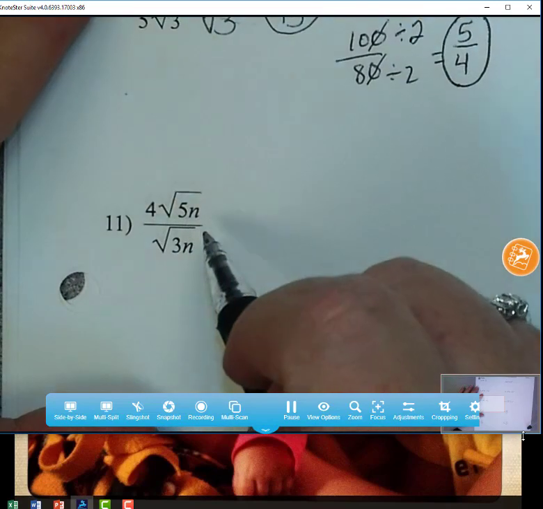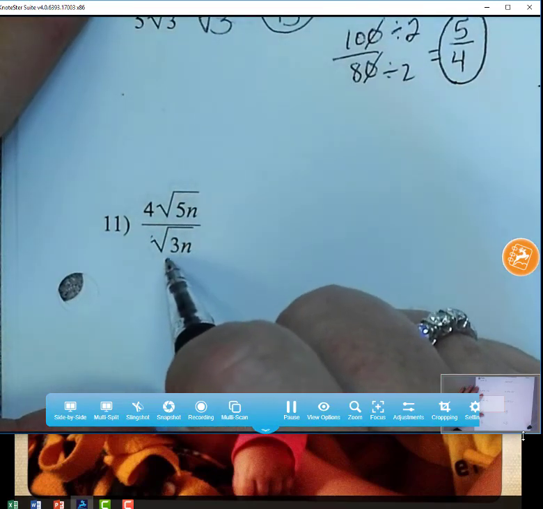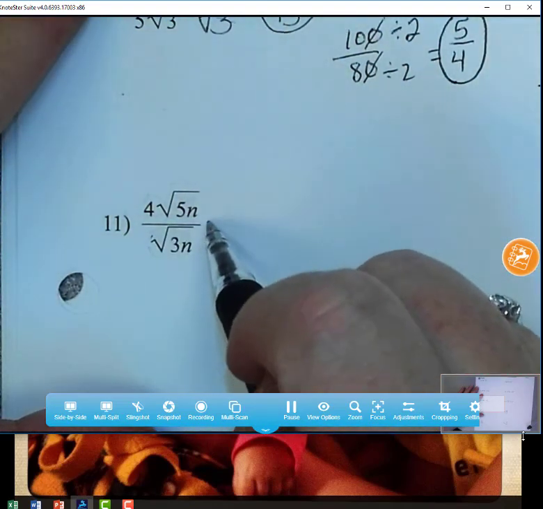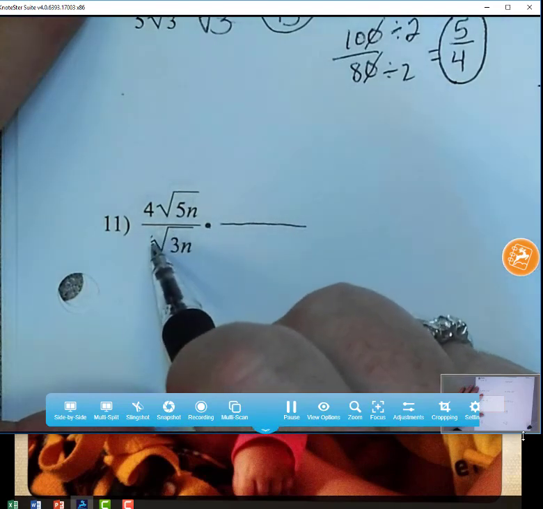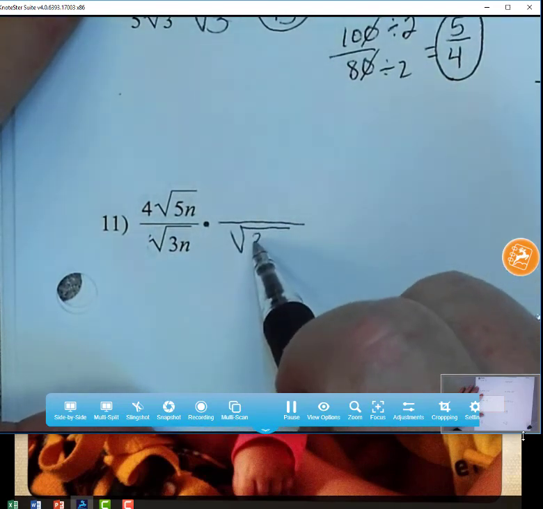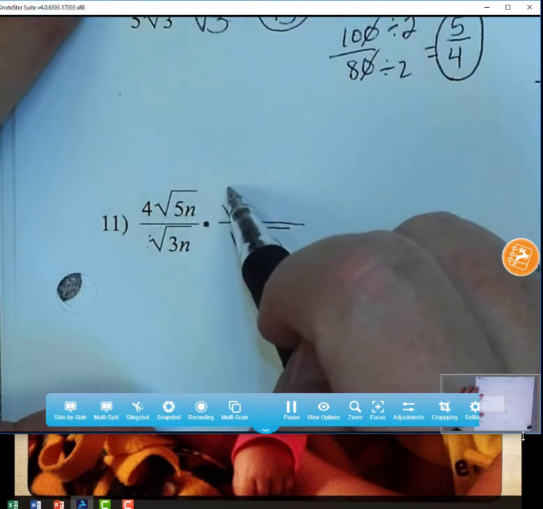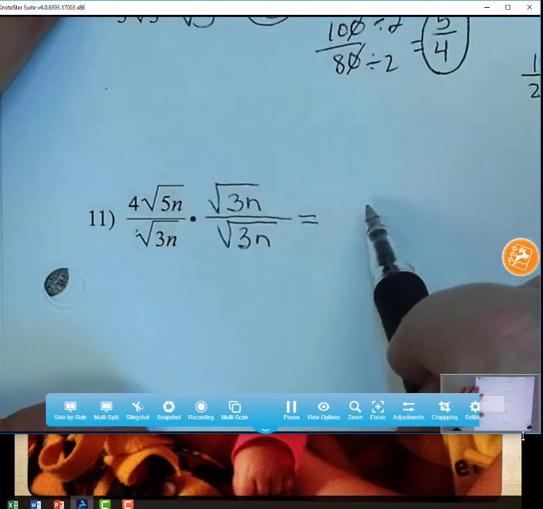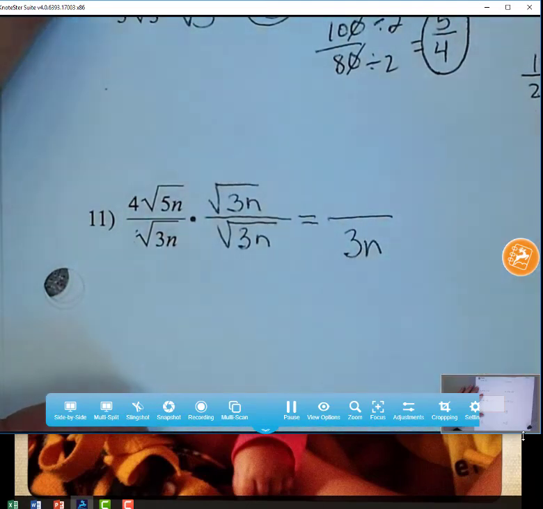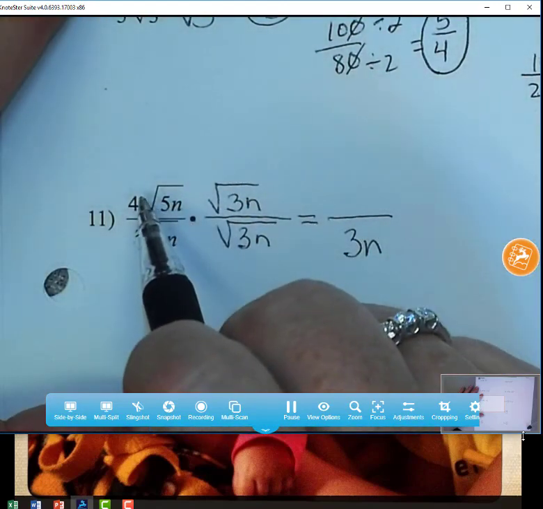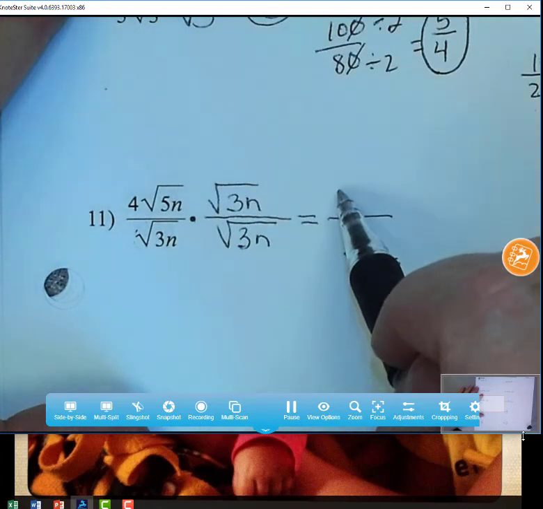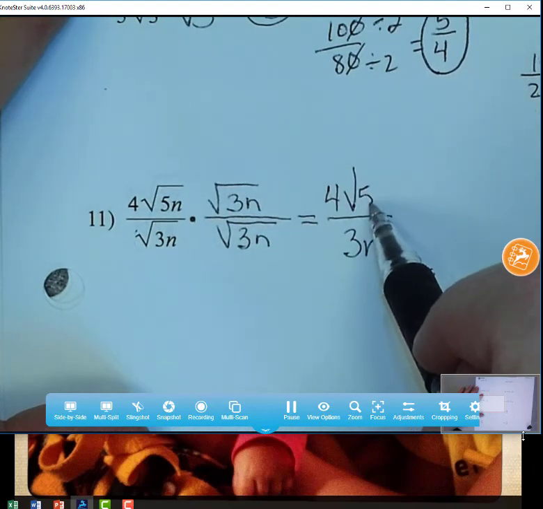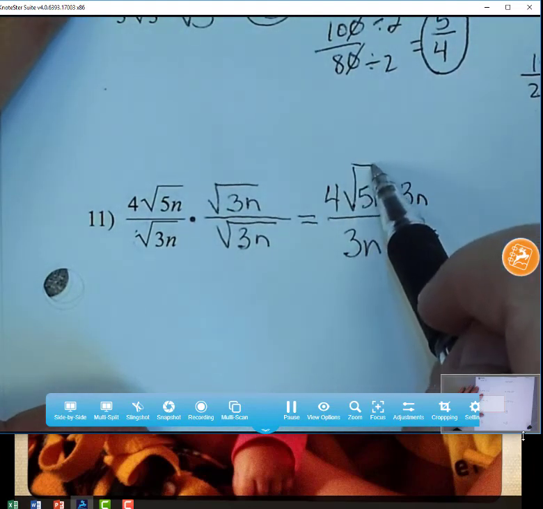Okay. So, the problem down here, because we already did number 10, is this is a square root. So what am I going to multiply by? By itself. That's always the answer. Multiply by itself. What is the square root of 3n times the square root of 3n? 3n. Perfect. The square root of 4 times the square root of 5n times the square root of 3n is going to be 5n times 3n underneath the radical sign.